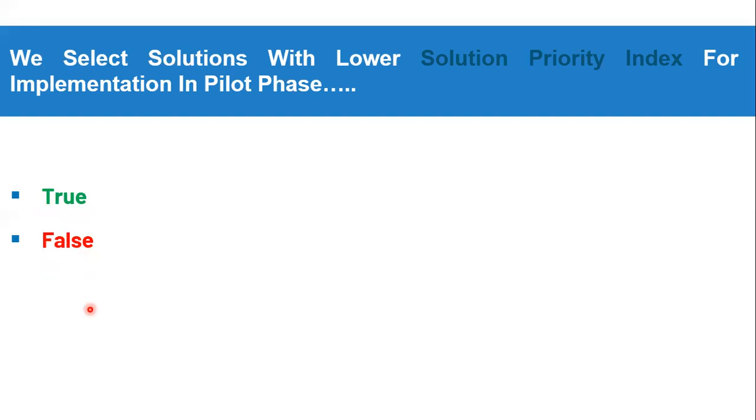Okay, so this is just to have that fun with you all, right? So we select solutions with lower solution priority index for implementation in pilot phase. Answer is false, right? So please do remember, don't follow the colors, do follow the actual answer. So answer is false. Next slide.